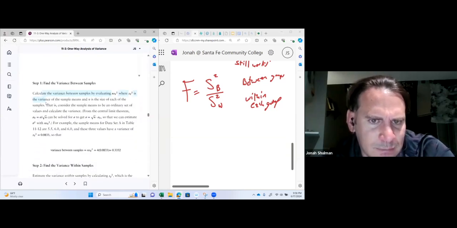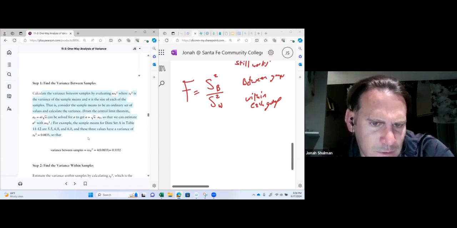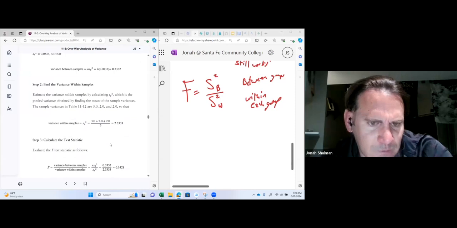Calculate the variance between samples, evaluating n times s x bar squared, where s x bar squared is the variance of the sample means. Each set of samples is considered as one value, and the sample means are treated as an ordinary set of values to calculate the variance from. From the central limit theorem, the standard deviation of x bar is the standard deviation over the square root of n. All right, so this is how they got the variance between samples, the variance within samples, and then calculate the test.